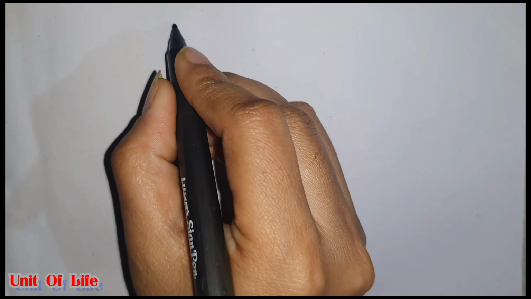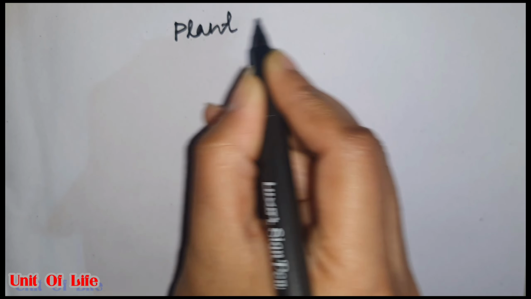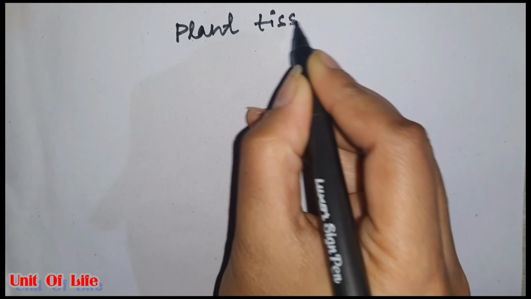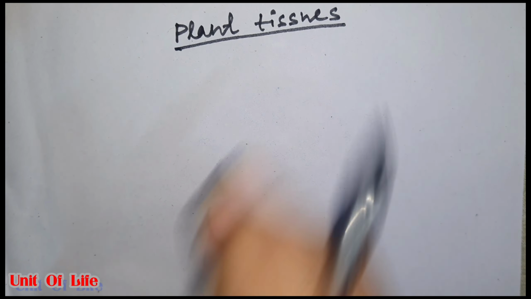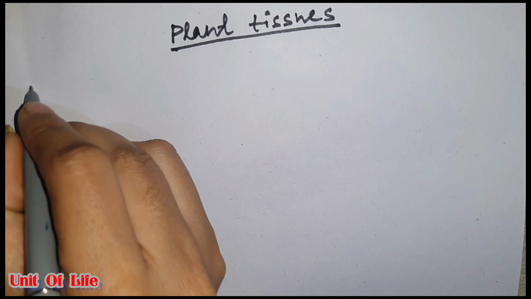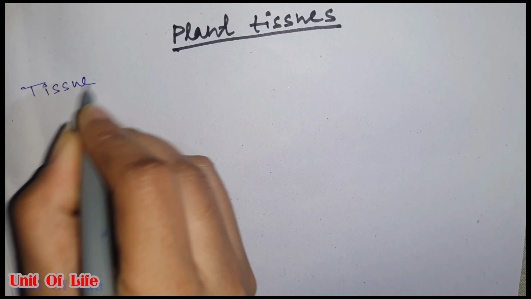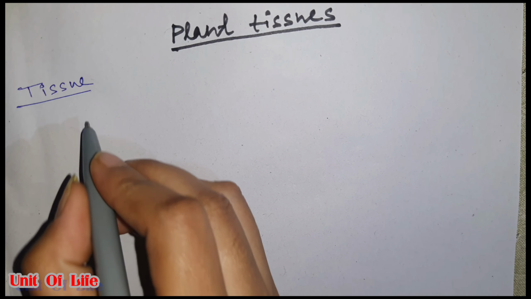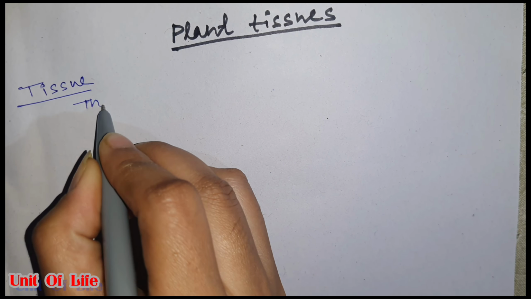Today's lesson is plant tissue. In this chapter, first things first, what is tissue? Tissue is a group of cells with similar structure and function grouped together. This group of similar cells is called tissue.